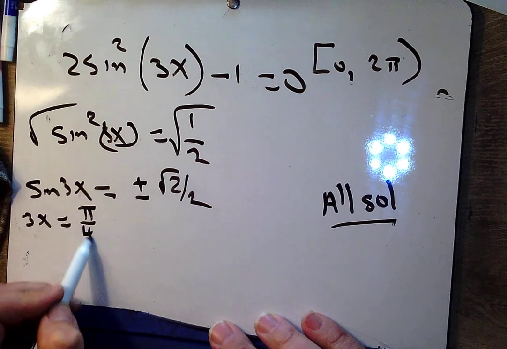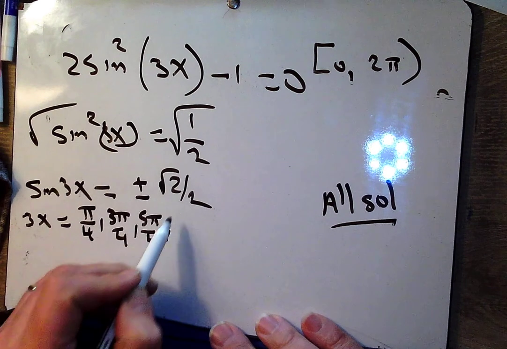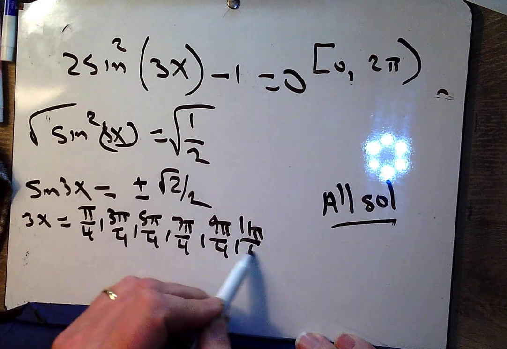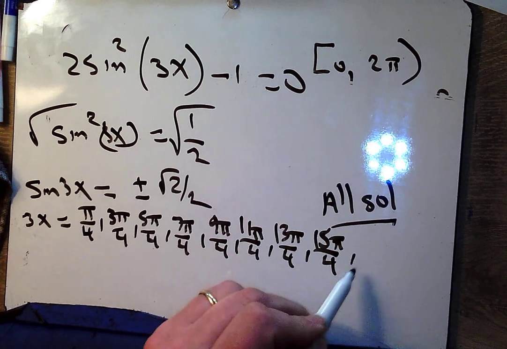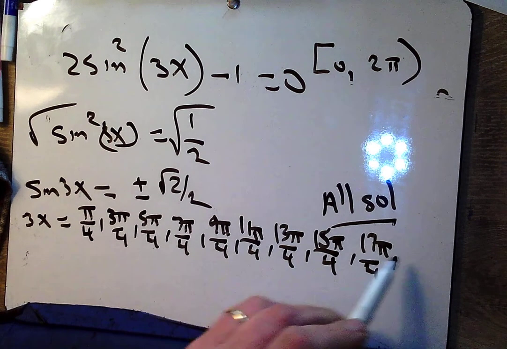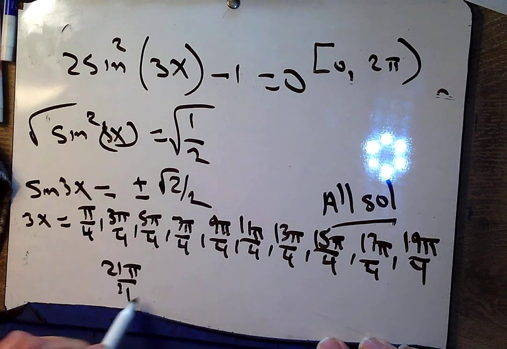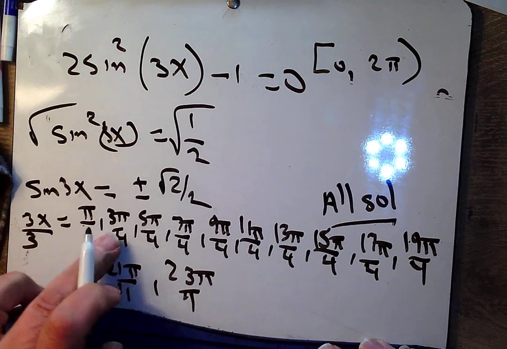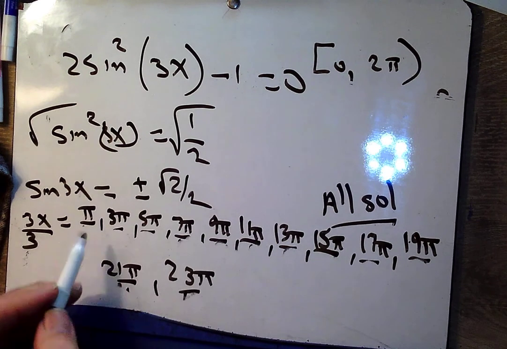Yikes. So I get pi over 4, 3 pi over 4, 5 pi over 4, 7 pi over 4, 9 pi over 4, 11 pi over 4, 13 pi over 4, 15 pi over 4, 17 pi over 4, 19 pi over 4, 21 pi over 4, and 23 pi over 4. And then divide everywhere by 3 to turn these all into 6s.